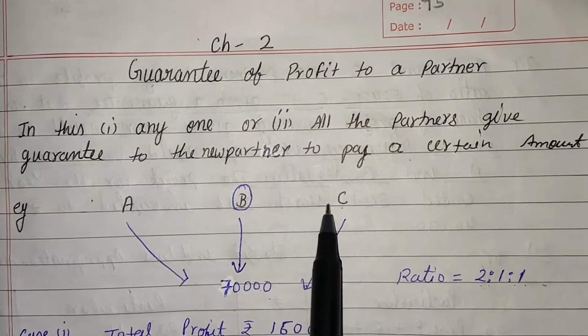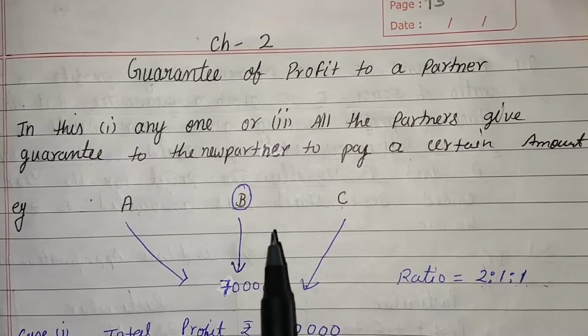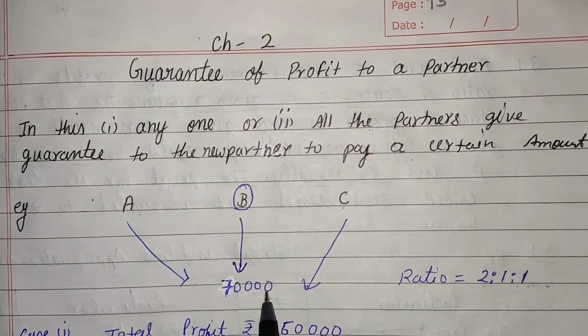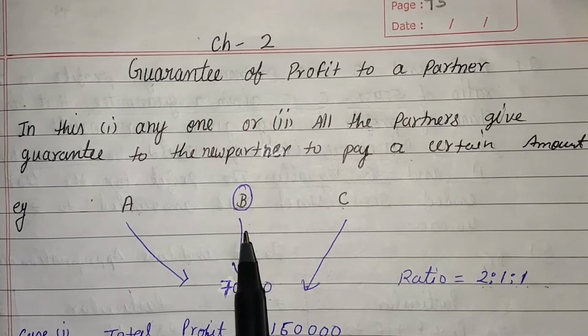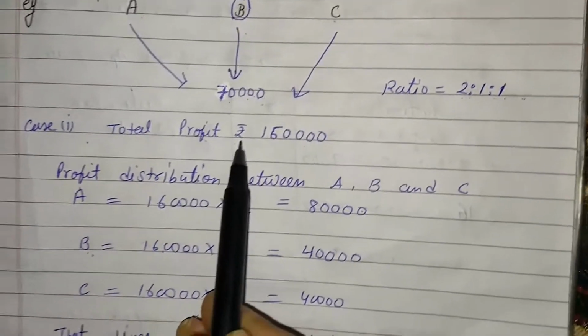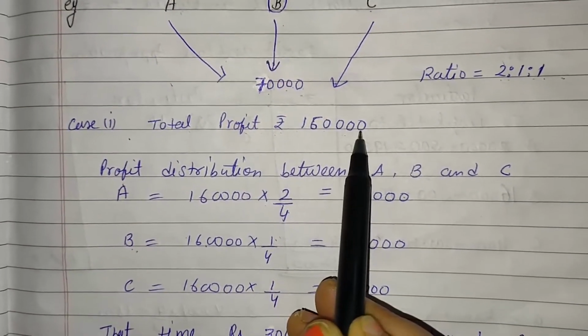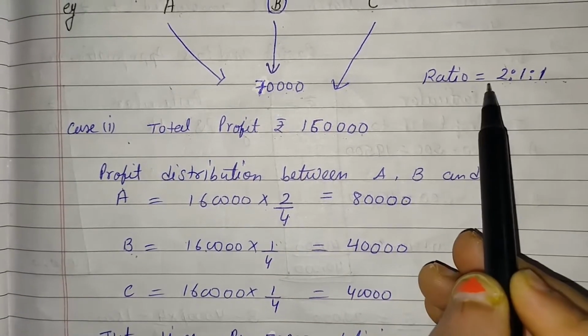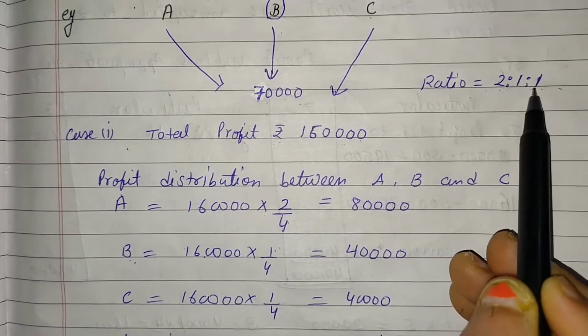A and C give a guarantee to B that they will pay a minimum of 70,000 rupees to B. Case number 1: total profit is rupees 1,60,000 and the profit sharing ratio is 2 is to 1 is to 1.